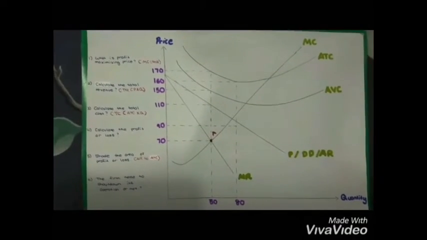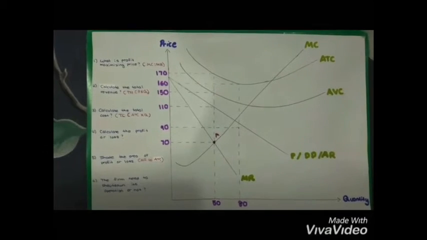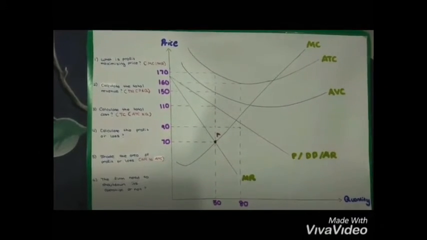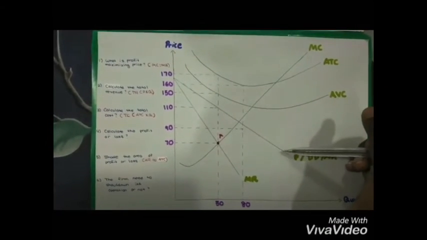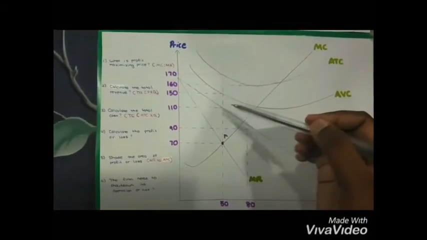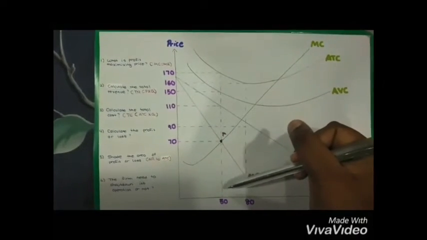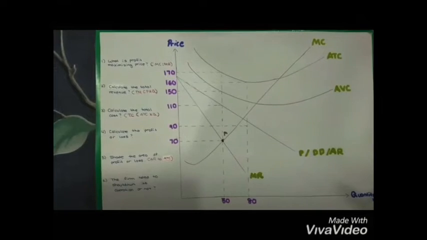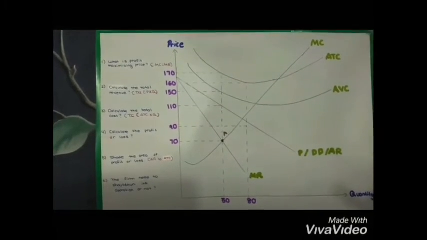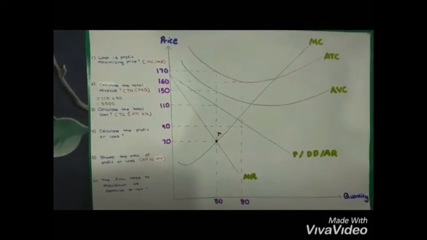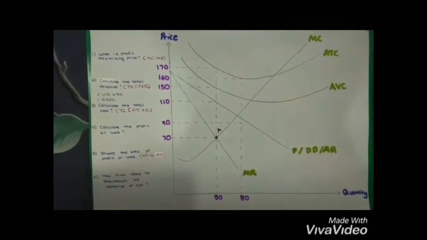Second question is, calculate the total revenue. TR equals P times Q. This is the line P, so 110 times 50. We'll get the answer 5,500. This is the calculation way.